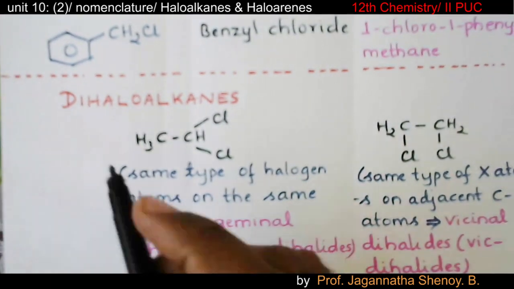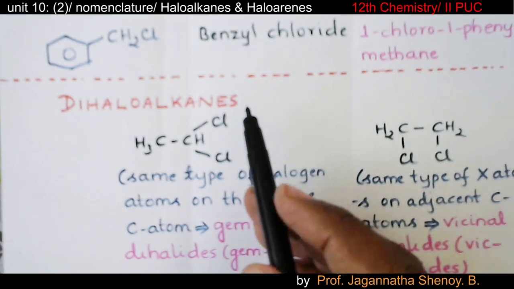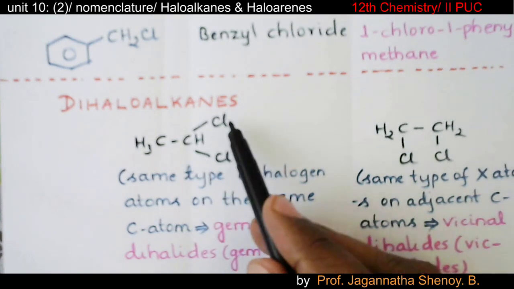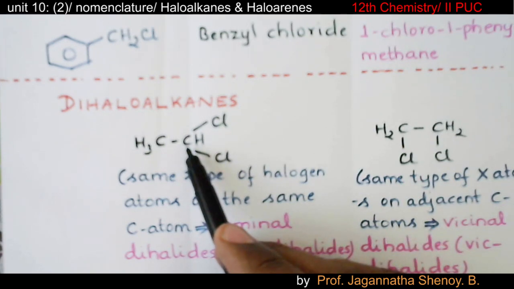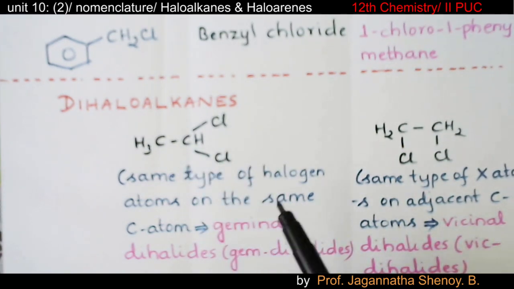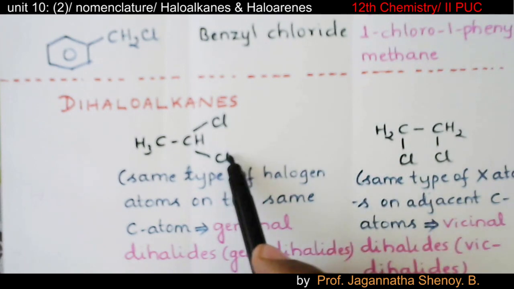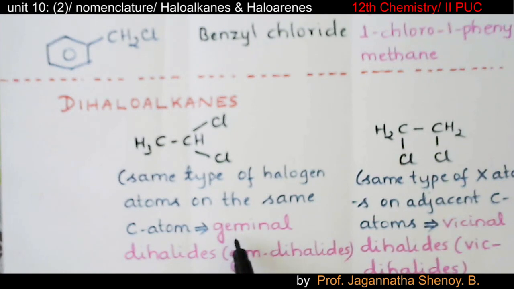Now moving over to dihaloalkanes. Mainly there are two types. You observe the first example. In the first example, these are the same halogen atoms. They are present on the same carbon atom. We call them geminal dihalides, and they're abbreviated as gem dihalides. I repeat, if the same type of halogen atoms are present on the same carbon atom, we call them geminal dihalides.